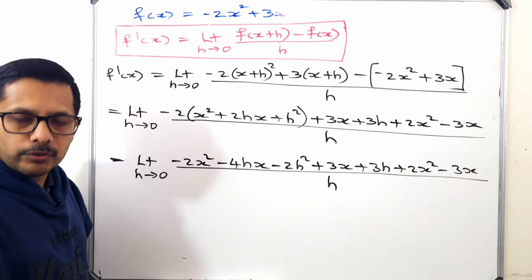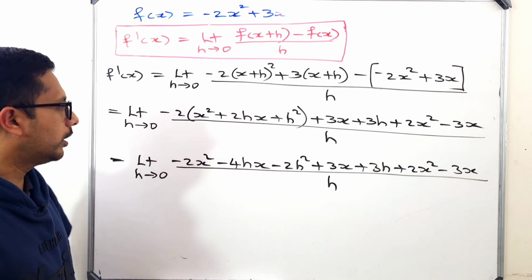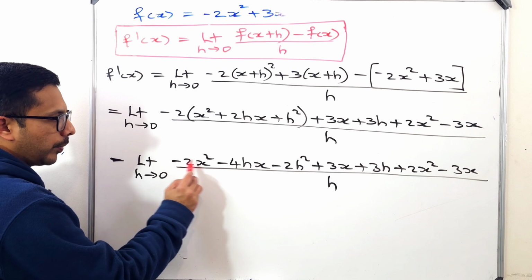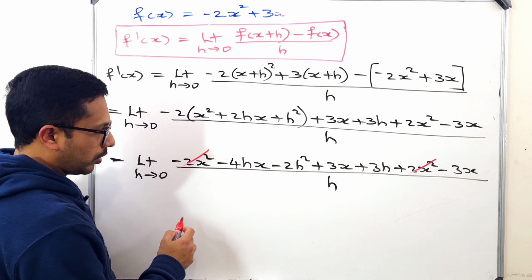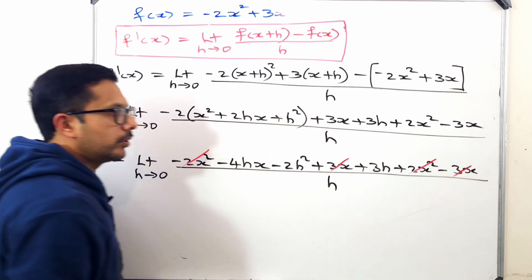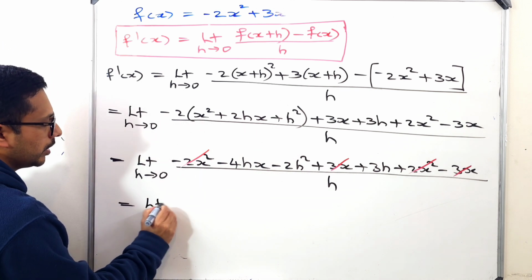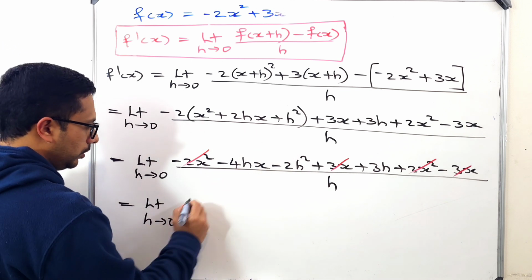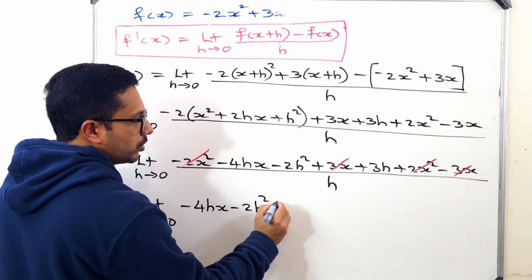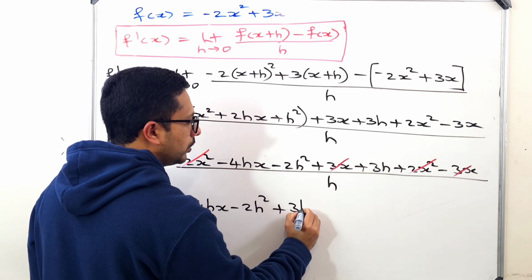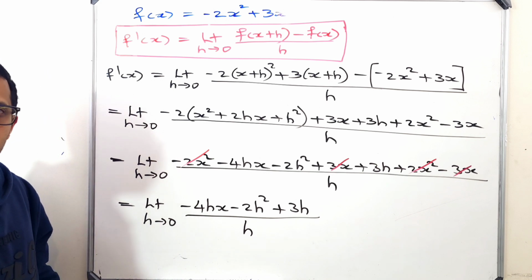Okay, so definitely you will get some terms you can cancel. If you don't make any mistake, then you will get some terms to cancel. Can you see here minus 2x square and positive 2x square? So you can cancel these two. Then one more, this 3x and minus 3x you can cancel. Am I right? Okay, so here what is remaining? This is limit h tends to 0, this minus 4hx minus 2h square plus 3h divided by h. So can you say what you are going to do now?